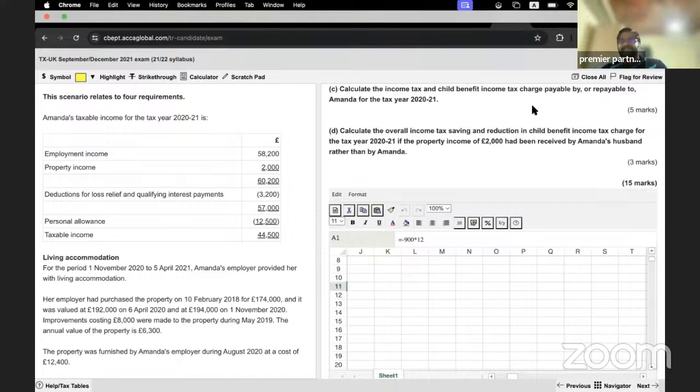Right. So second one, what they are trying to say is, Amanda is married. And there's a property income that Amanda has received. So instead of Amanda, if that 2000 was received by her husband, Amanda's income is going to come down by 2000 in that case. Then what will happen to the child benefit charge? That's what they are asking. Are we okay, Arundhati? Right. Everyone, are we okay with the requirement? Both requirements?